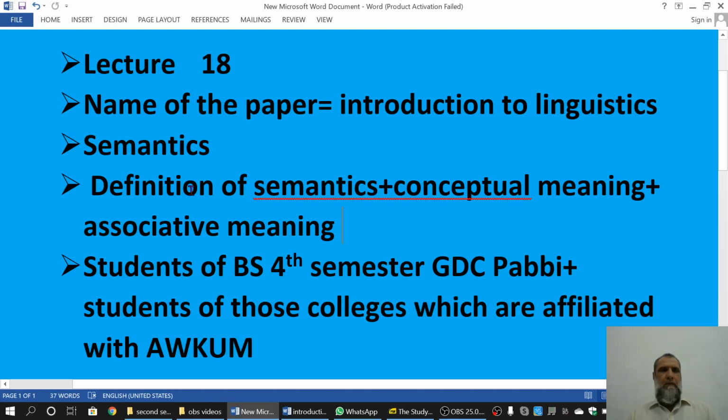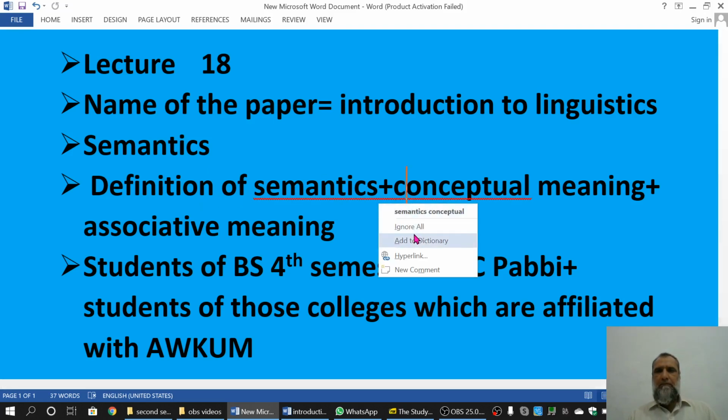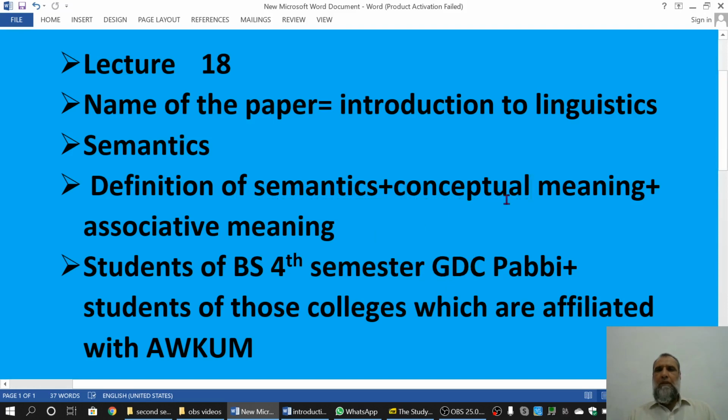Bismillahirrahmanirrahim. This is lecture number 18. The name of the paper is Introduction to Linguistics. The chapter is semantics, and our topics are the definition of semantics, what is meant by semantics, the conceptual meaning, and the associative meaning.